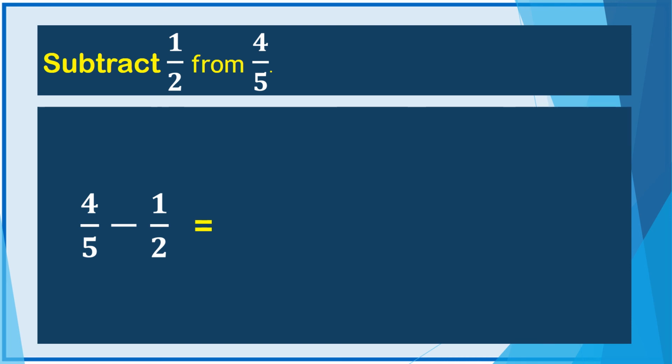Another example, subtract 1/2 from 4/5. So 4/5 minus 1/2. Are the fractions dissimilar? Yes, you are correct again. Therefore, find the LCD. And the LCD here is 10. So let's explain. 10 divided by 5 is equal to 2. 2 times 4 equals 8. So we have here 8 over 10.